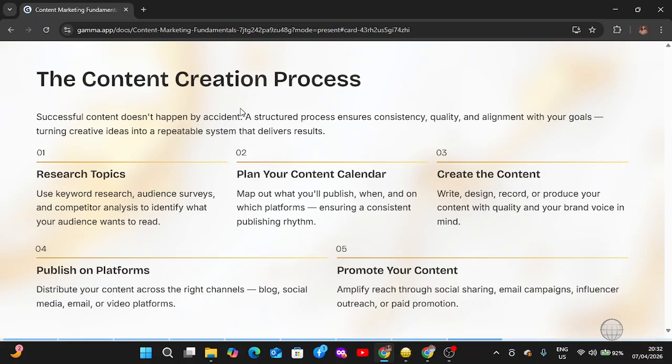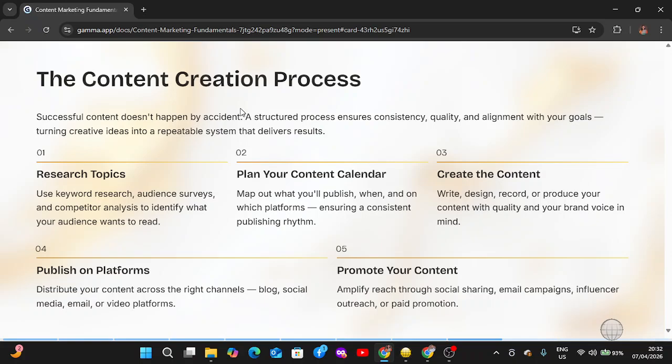That's to map out what you publish, when, and on what platform, which ensures a consistent publishing rhythm. Then the next thing is to create your content. As you write, design if it's an image, record or produce your content, keep quality and your brand voice in mind. Note that you need to stay consistent with your brand voice, your communication, on all social media platforms you are posting on. Then the next one is publish on platforms. That is, put your content on the right channels such as your blog, social media, emails, and video platforms.